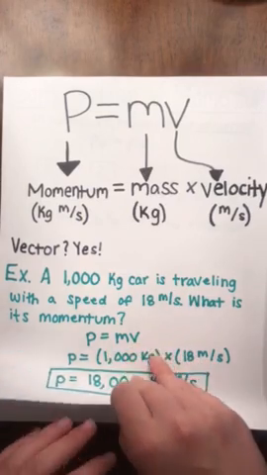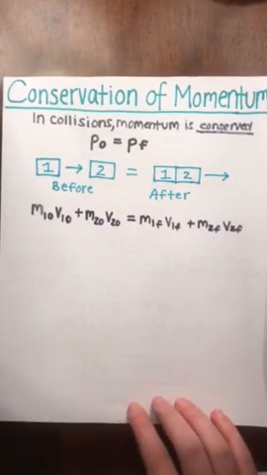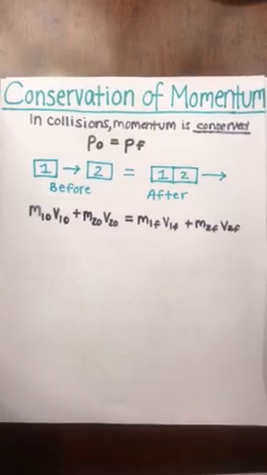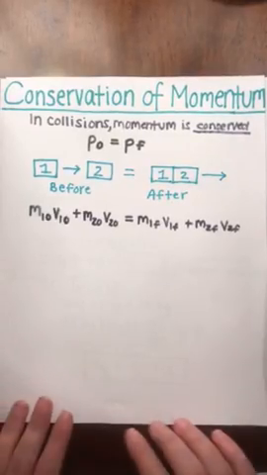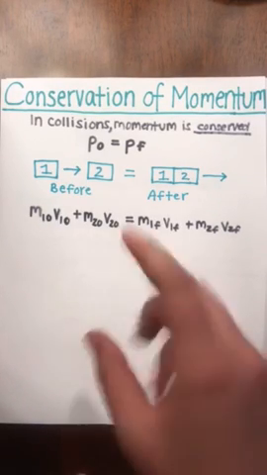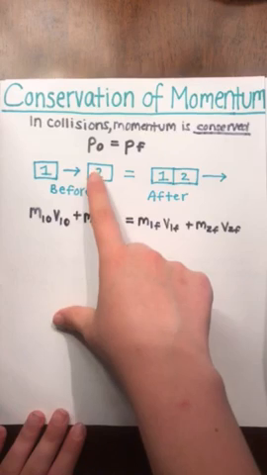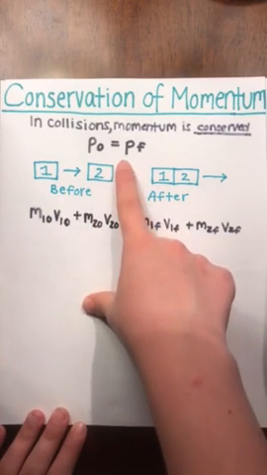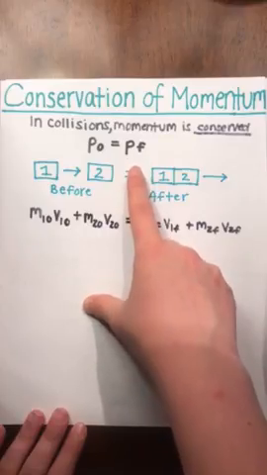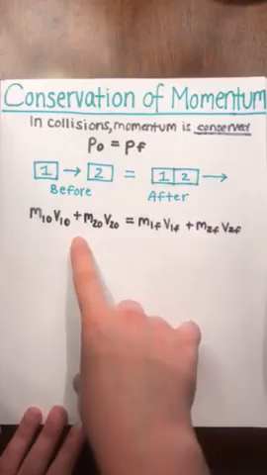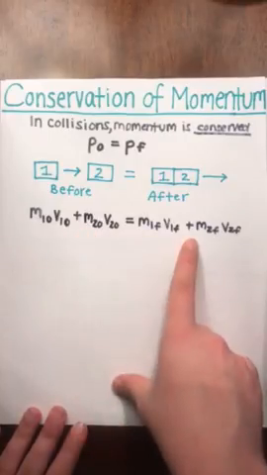So we can apply this basic concept to one that's a little bit trickier, which is the conservation of momentum. So we can use this in collisions. So using this in collisions, momentum is conserved. So this just means that the total momentum of a collision before objects collide should be equal to the total momentum of the objects after the collision. And that can be demonstrated using this equation.